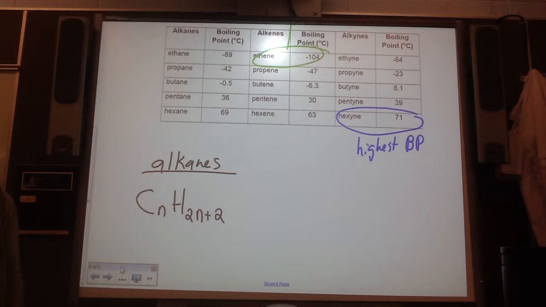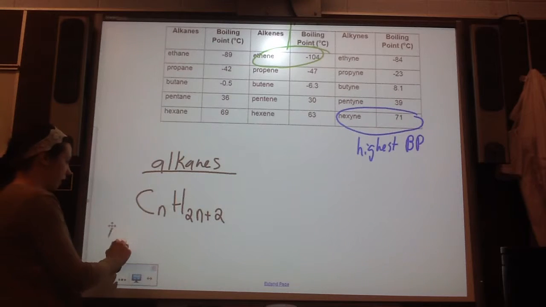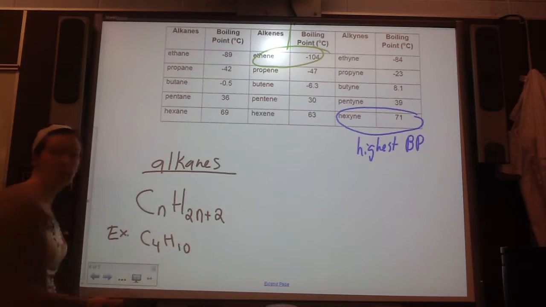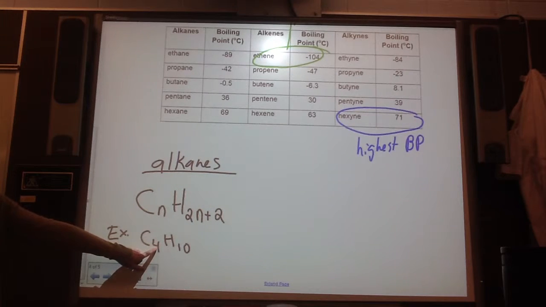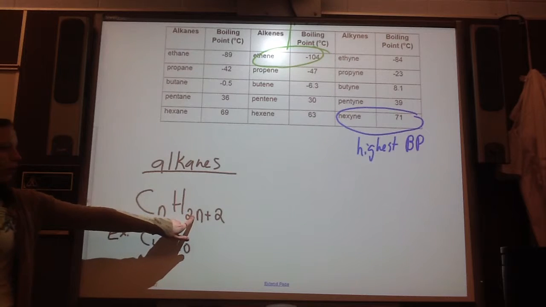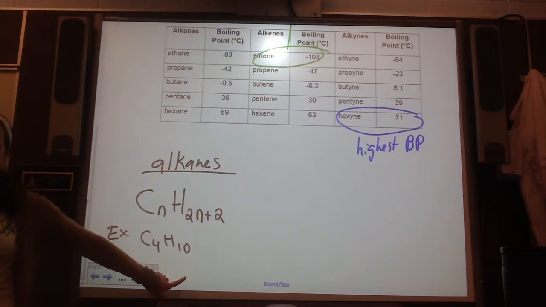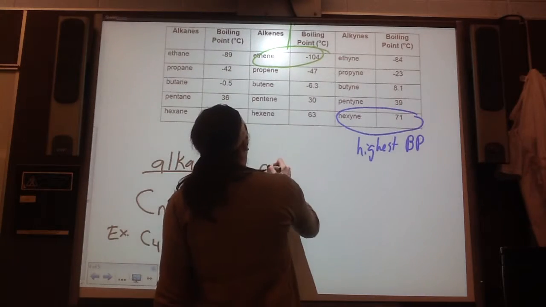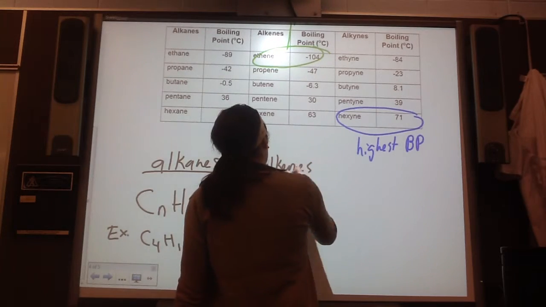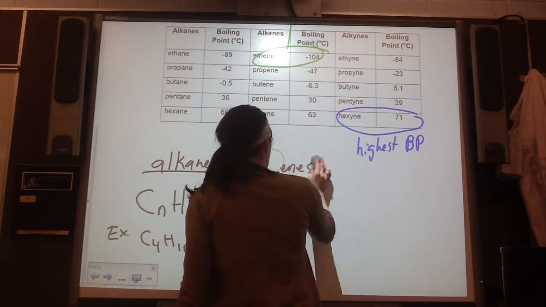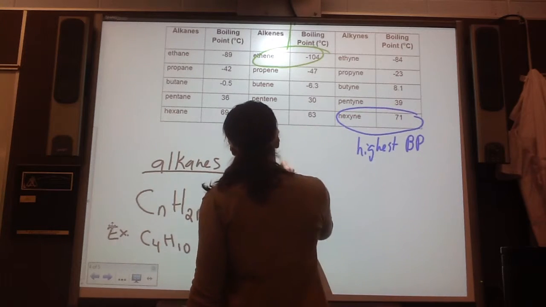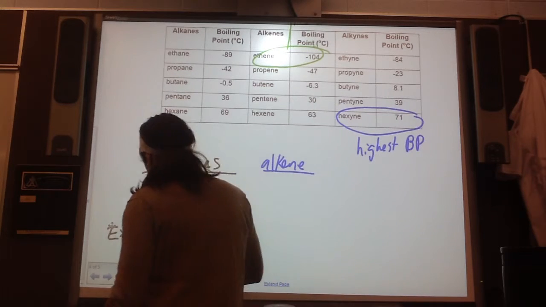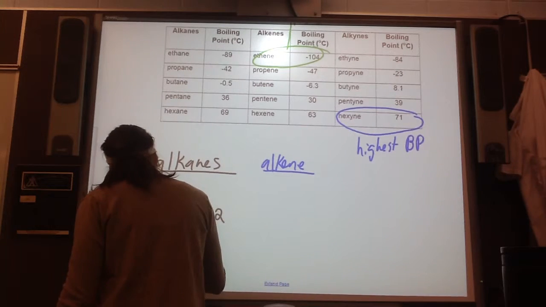So say we looked at butane, so an example is C4H10. That's butane. So it was 4, and then you go 2 times 4 plus 2. Okay? So then alkenes, I'll do it in a different color.